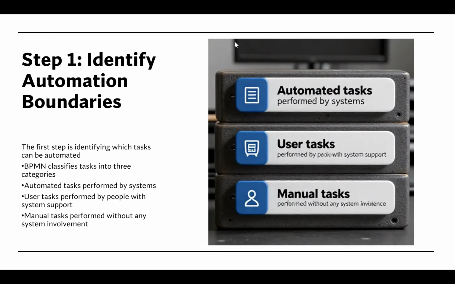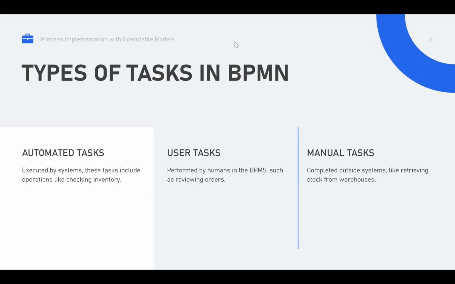By identifying these boundaries, organizations can understand which parts of a process can be automated and which parts still require human work. So these are the types of BPMN tasks that I mentioned in previous slides. Automated tasks, for example, check inventory levels. User tasks are performed by humans, like approving orders. Manual tasks are like retrieving products from the warehouse.